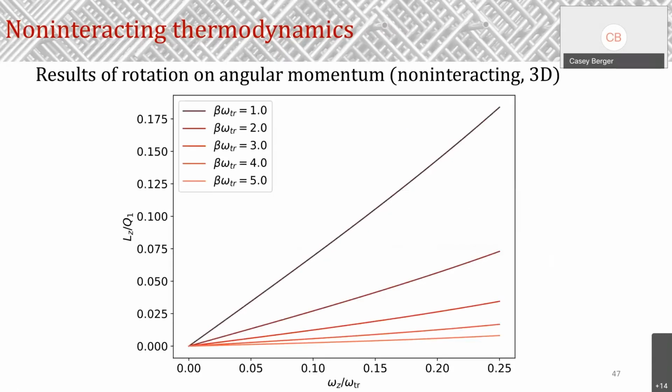So here are some results for the non-interacting angular momentum in 3D. Again, this is our approximate system. This is not our rotating superfluid. And this is for varying trapping potentials. For a low rotation, we see this semi-classical linear behavior, which we expect to see here. So far, so good. But then something interesting happens.